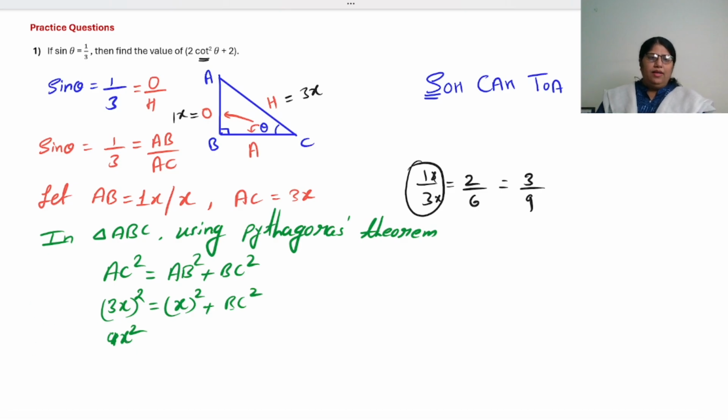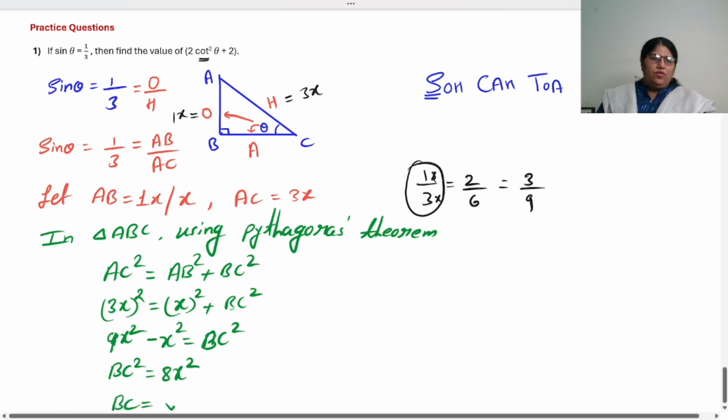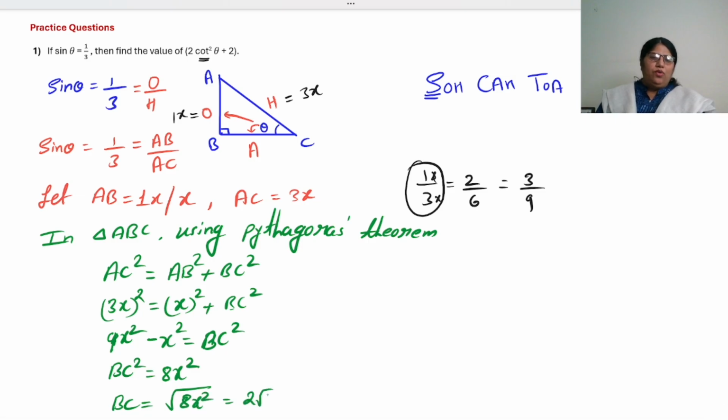9x square. Then if I transpose x square, it is AC square minus AB square equals BC square. So what is going to be the BC value? BC square is 8x square, so we find the square root of 8x square, the simplest form of which will be 2 root 2x. If you don't know how to find the square root of 8, you can do prime factorization. These are surds, and you have to write them in the simplest form. Only one perfect square will come outside the surd.